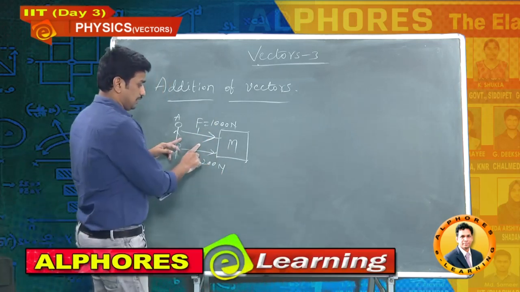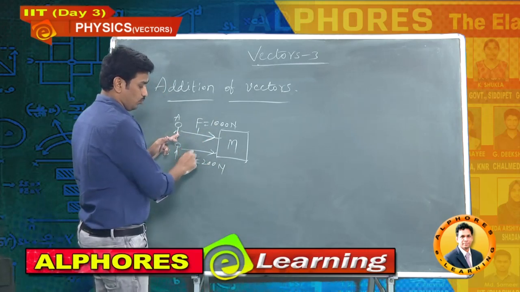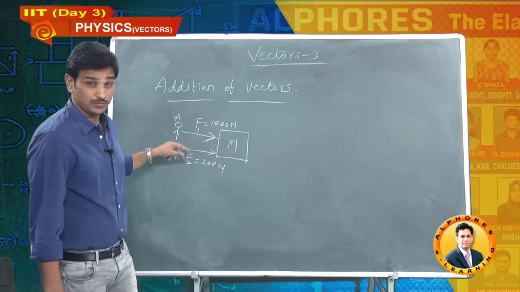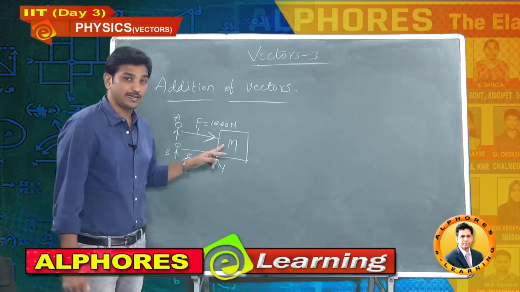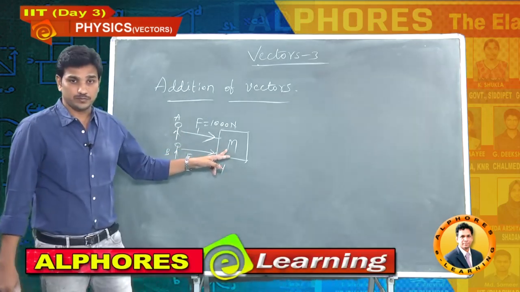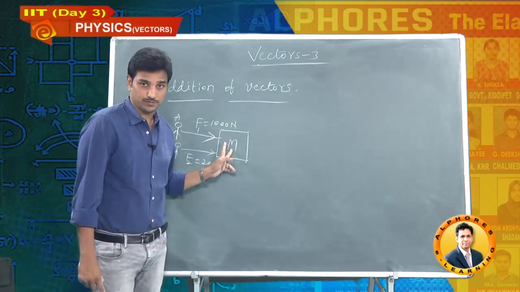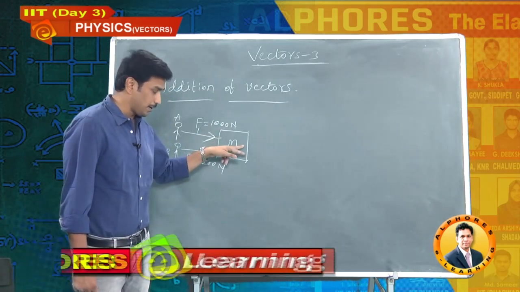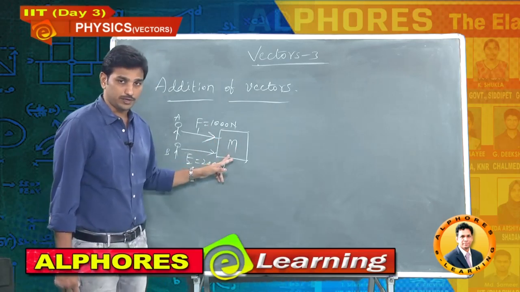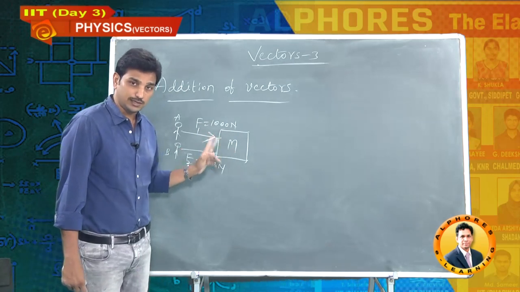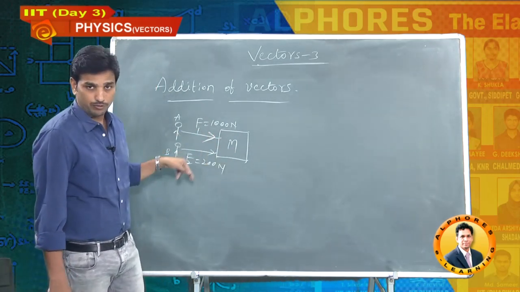Now here, how to add these two vectors? Sir, why are you adding two vectors? Two vectors are acting on the same substance. Now this body has a resultant force. This also is applied on the body, this also is applied on the body. Due to two forces, it is going to be affected here. Due to that reason, I am going to take two forces here.